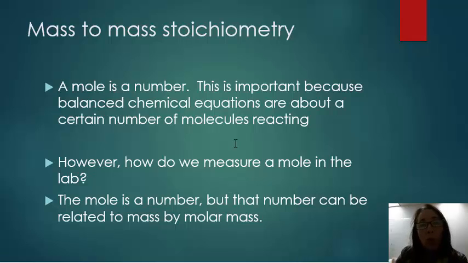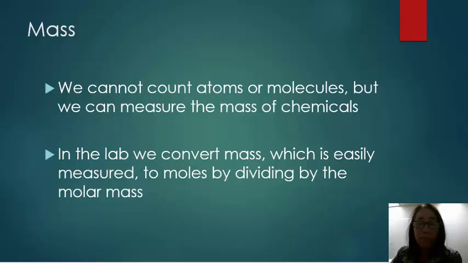We know that a mole is a number, 6.022 times 10 to the 23. This is important because balanced chemical equations are about a certain number of molecules reacting. However, how do we measure a mole in the lab? We certainly can't count atoms or molecules. The mole is a number, however, that number can be related to mass by molar mass.